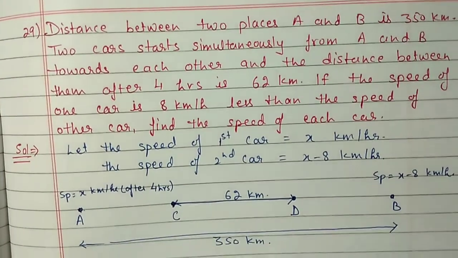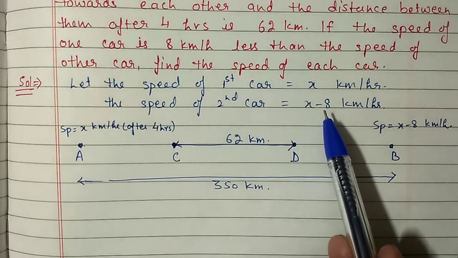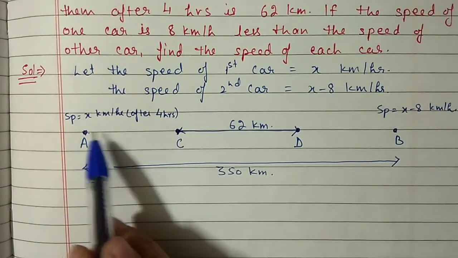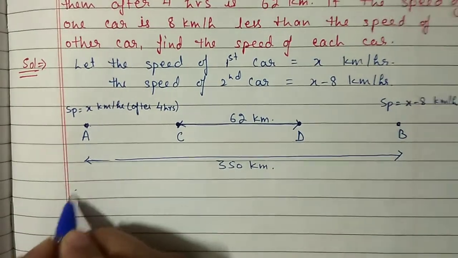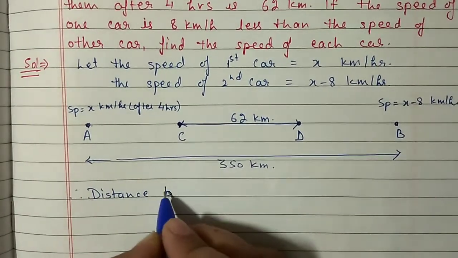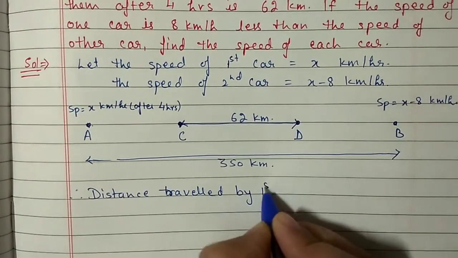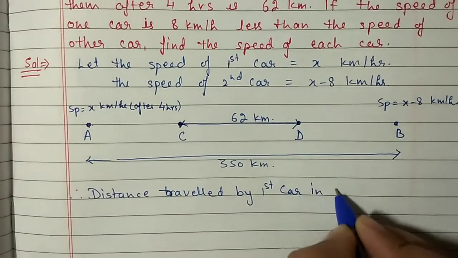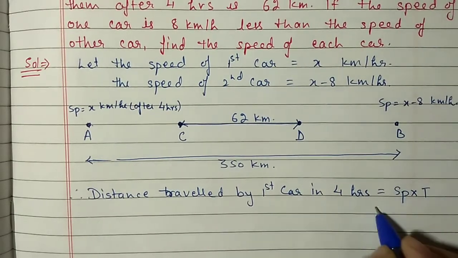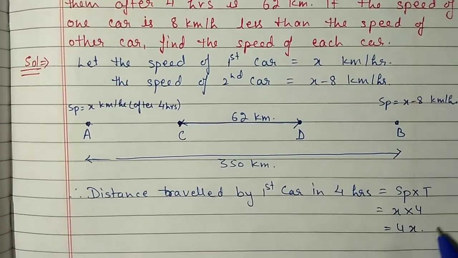So now we have to find out the speed of each car. For the first car we have taken x, and for the second car we have taken x minus 8. Now we will calculate the distance traveled by the first car in 4 hours. Distance is equal to speed into time. Speed is x and time is 4. So total distance is 4x kilometer.